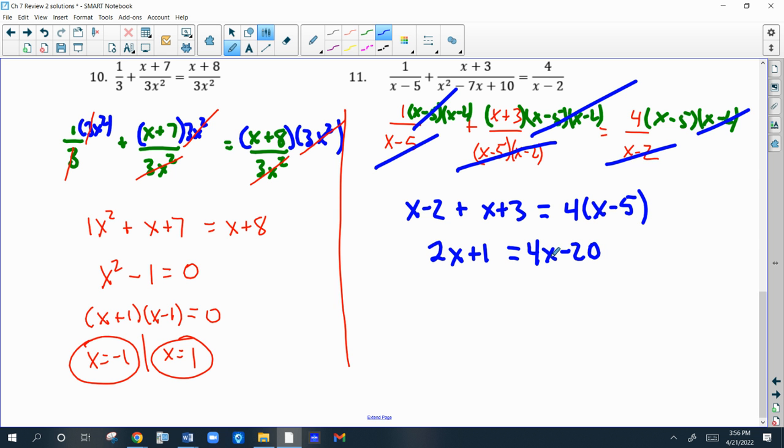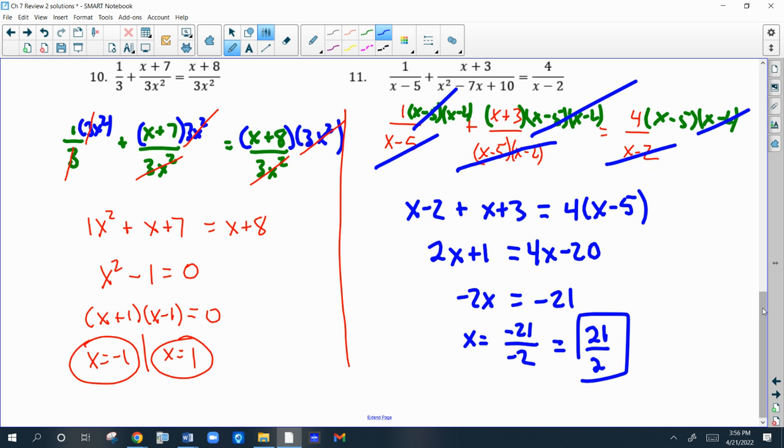I'm going to bring this 4x over here. And I'm going to bring this 1 over here. And then all I have to do is divide by negative 2, I meant to say. And when you have a negative divided by a negative, you always get a positive. So a negative 21 over a negative 2 is 21 over 2, positive. So that was 10 and 11.